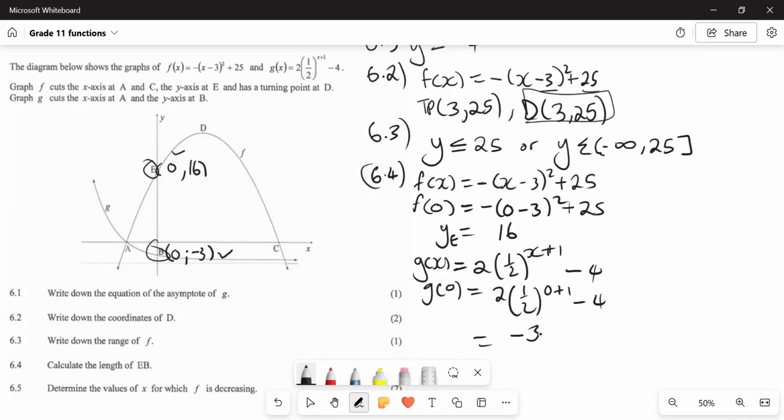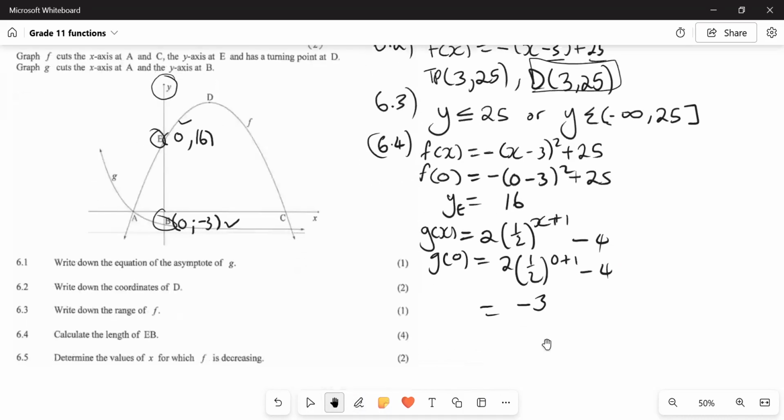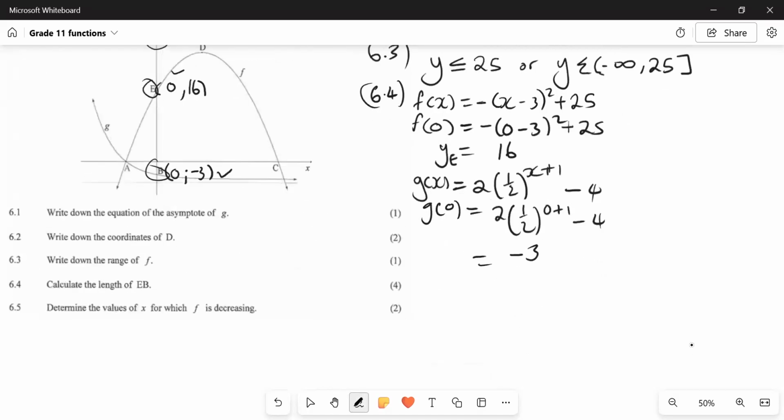Now I want us to go back to something. Distance EB is just a vertical distance because it lies on the y-axis. But how do you get the vertical distance? That one is quite simple, because we need to say EB is equal to the top graph, which is f of x, minus the bottom graph, which is g of x.